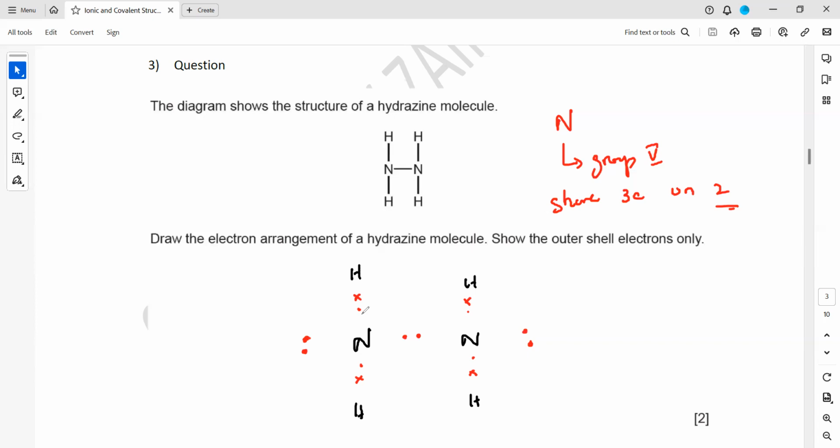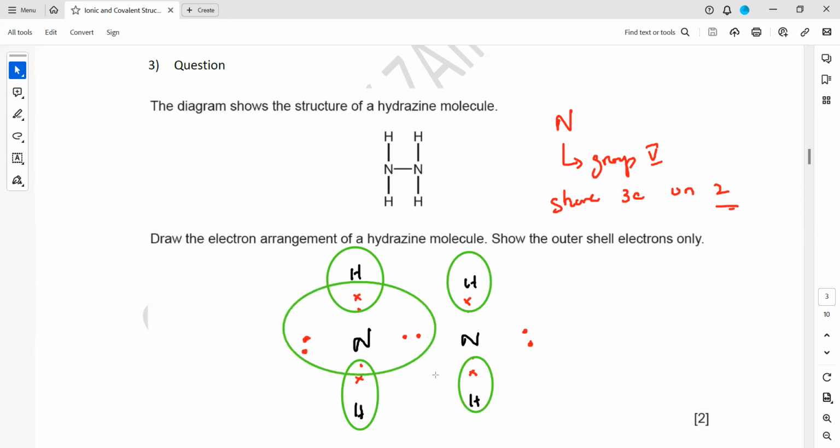So you can just draw a circle for each hydrogen. There should be two electrons in the circle. And for each nitrogen, there must be eight electrons. So this is a dot and cross diagram for the hydrazine molecule, which is N2H4.